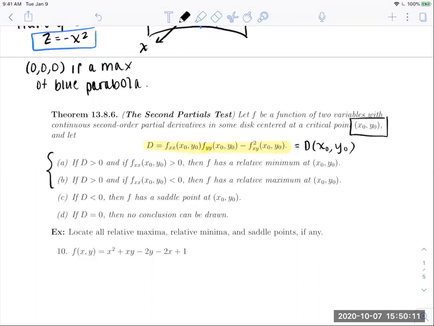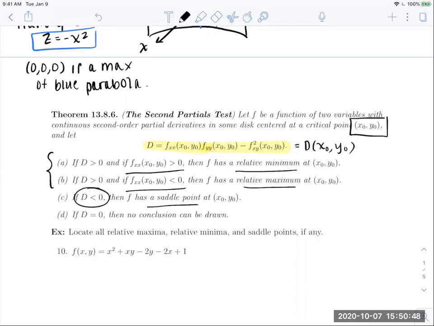If D is positive and if the second partial f sub xx at the critical point is positive, then we say we have a relative minimum. If D is positive and the second derivative f sub xx is negative, then we have a relative maximum. If D is negative, no further work required, we can then conclude that it's a saddle point. If D equals 0, we are stuck. We don't know anything. We just say no conclusion.